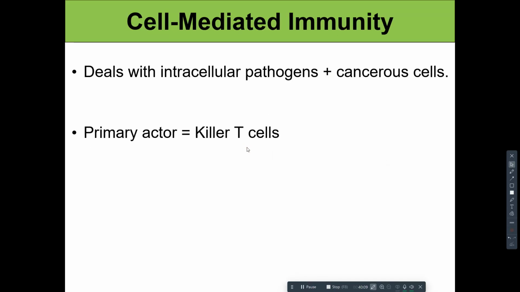Okay, that finishes up the antibody mediated branch, the humoral branch. Let's now deal with the intracellular one, the cell-mediated immunity. This is how we kill pathogens that have invaded cells. Also, it's how we kill cancerous cells. And the primary actor in cell-mediated immunity are the killer T cells.